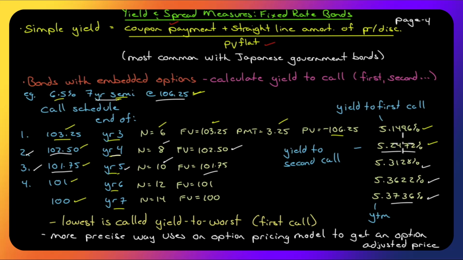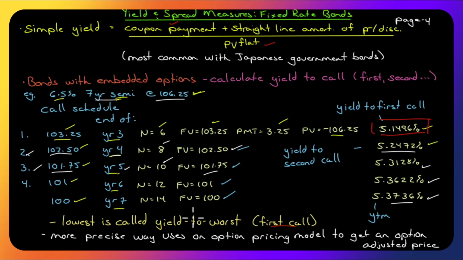So we look at all the yields and we find the lowest one, and there it is right there, 5.1496. So this callable bond would be quoted at a yield to worst of 5.1496, which just happens to correspond with the first call. Now, we did this very naively, just using our time value of money keys. We would not do that.